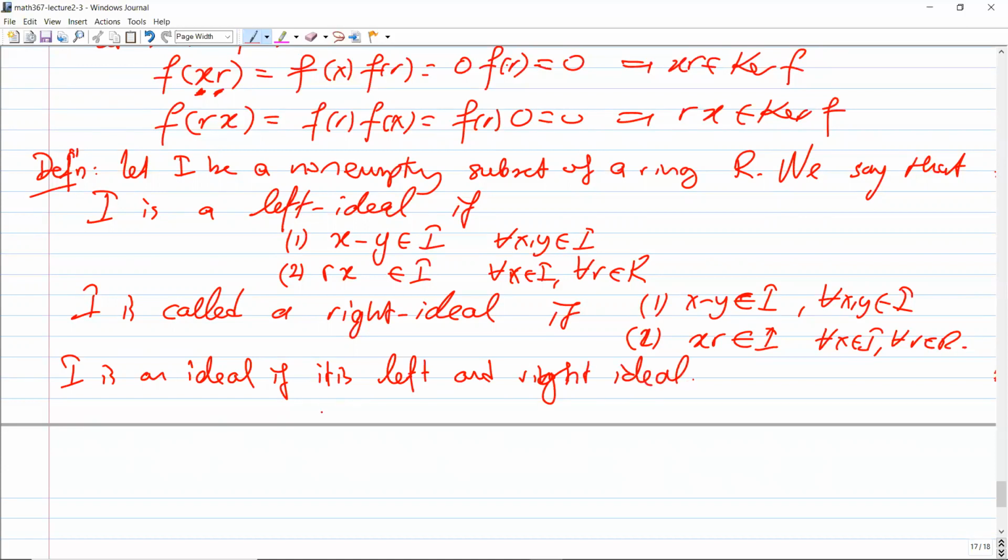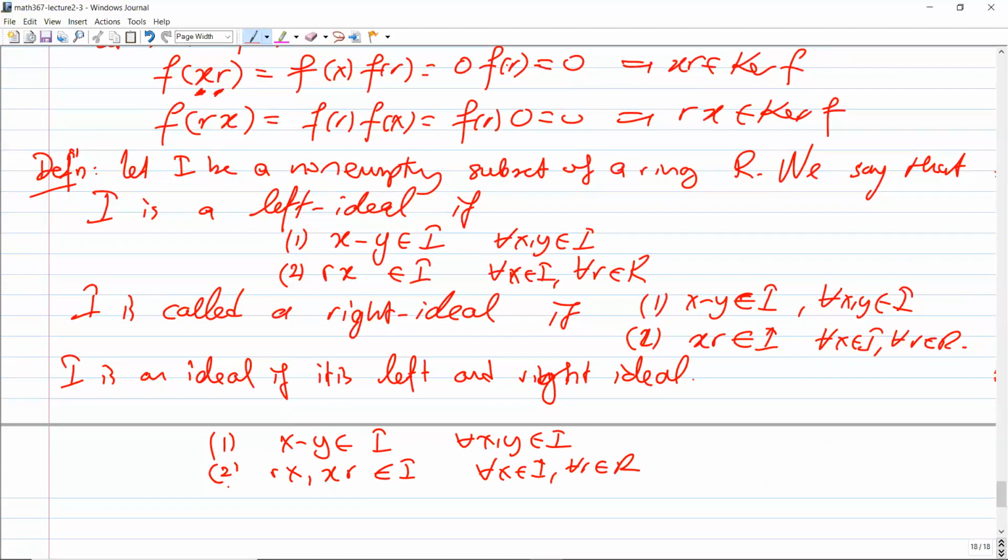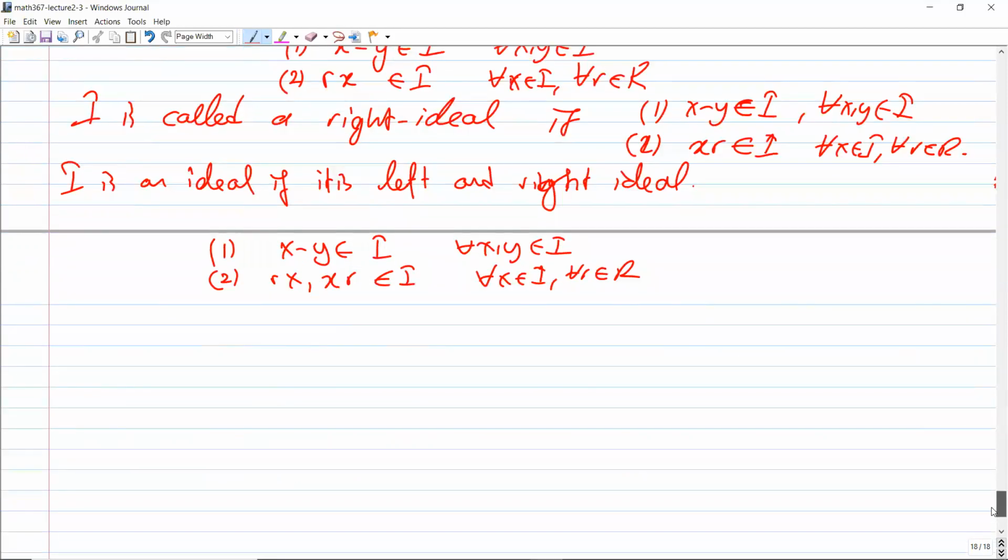Namely, in order to show that I is an ideal, you need to show that x minus y is in I if x, y are in I, and also x times r and r times x should be in I for all x in I and for all r in R. So if these two conditions are satisfied, then we say that it's an ideal, both left and right ideal.